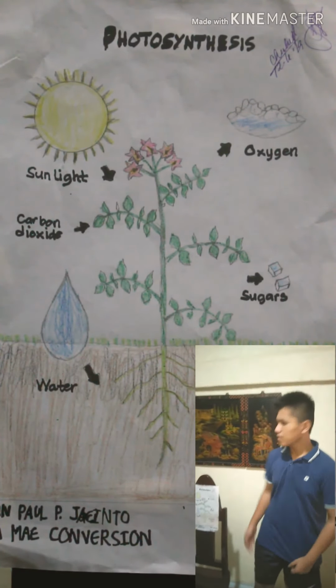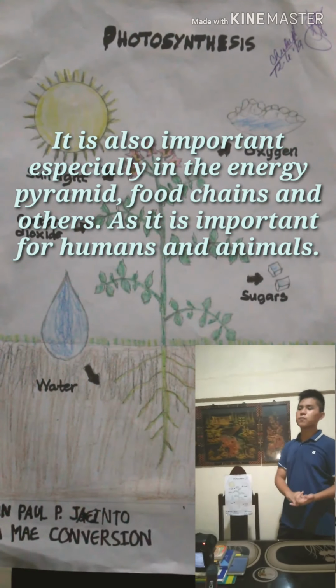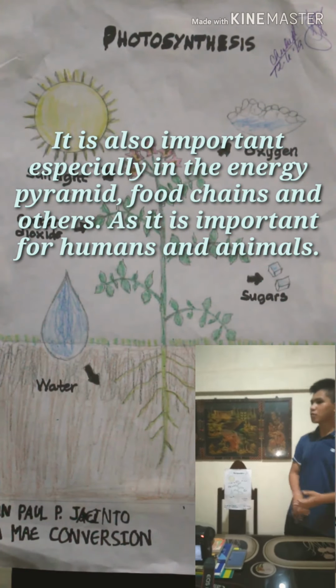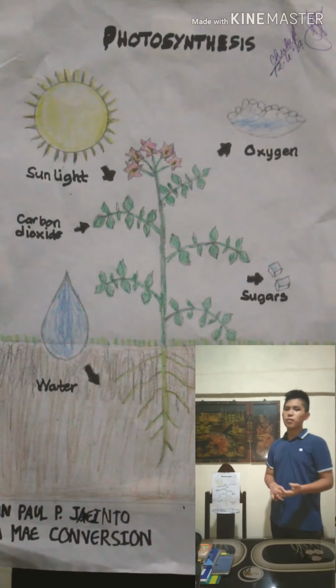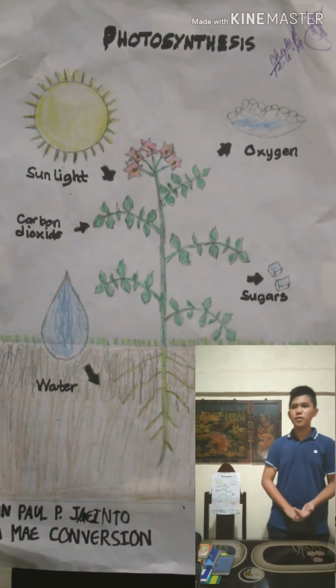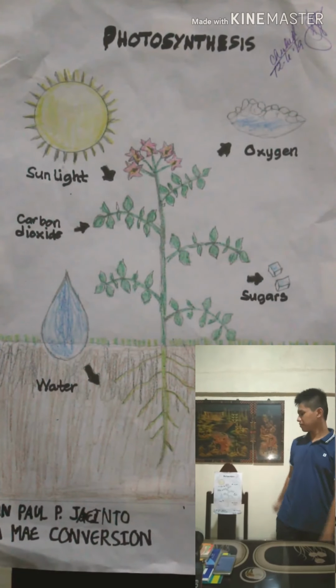Number two, it is also the primary source of energy, especially in the food pyramid, as you can see, or also in the food chain and the food web. There is the energy level and also what we call the producer. It is the main primary source of energy because it is the only living factor that can make its own food.